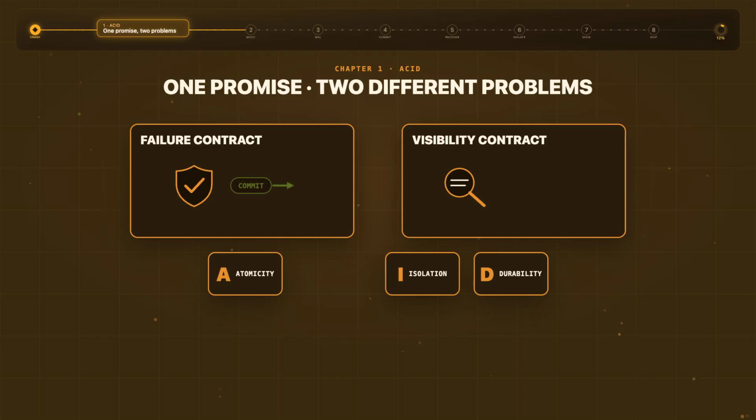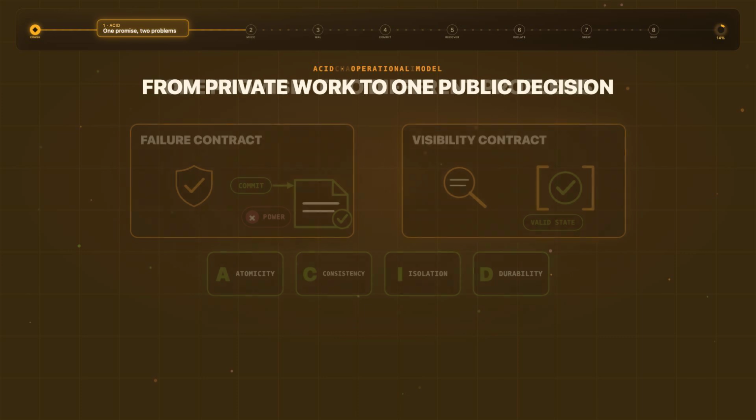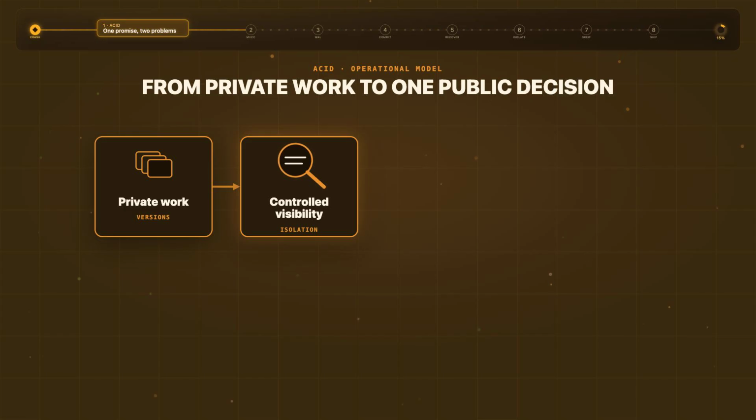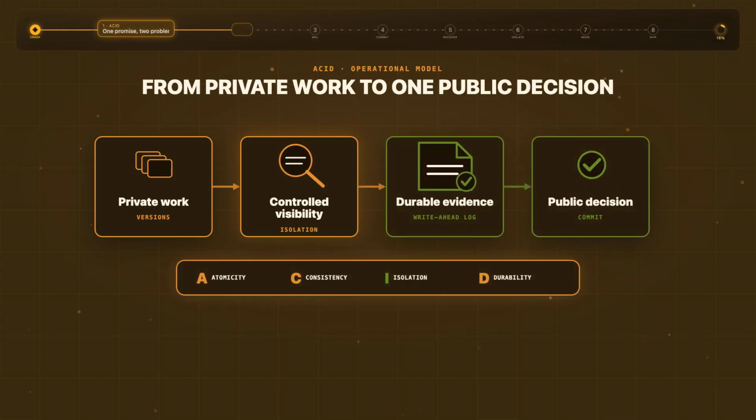Durability joins the picture after commit. Once the database reports success, the result must survive the failures covered by its durability guarantees. Consistency is the application and database constraints that every valid, committed state must satisfy. That is ACID. But the useful mental model is simpler. Private work, controlled visibility, durable evidence, then one public decision.